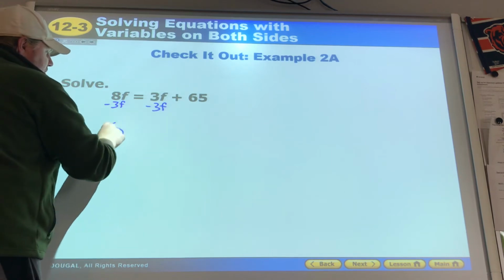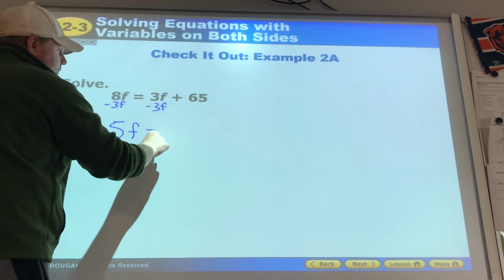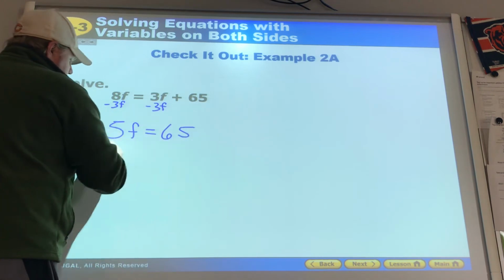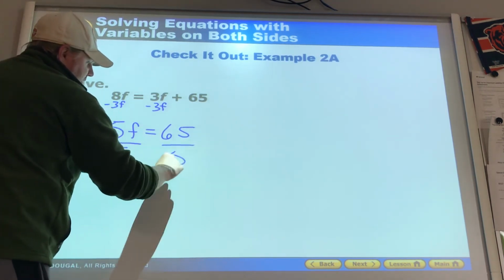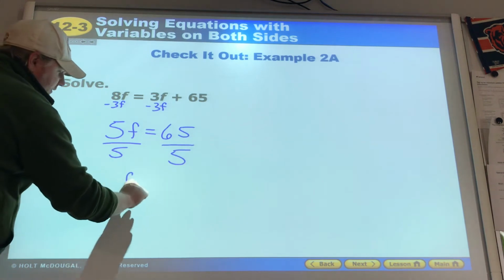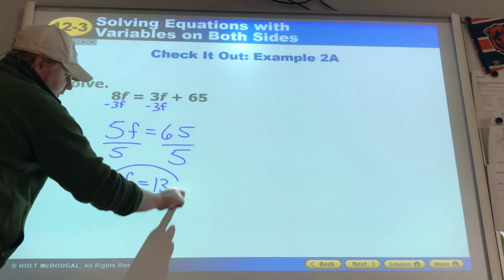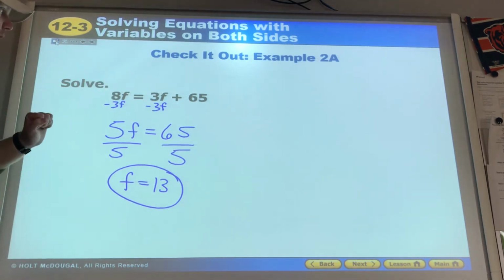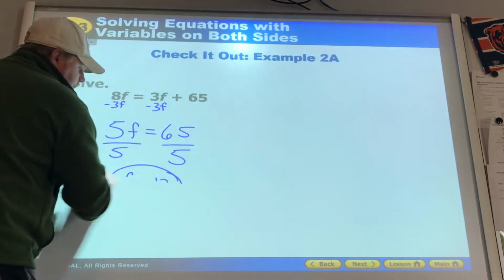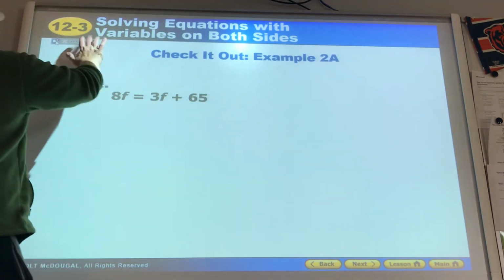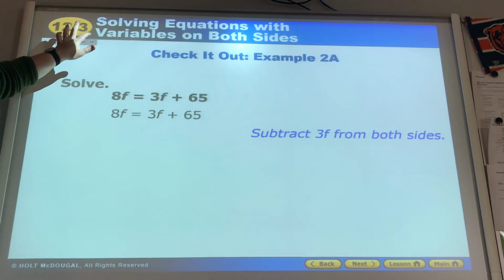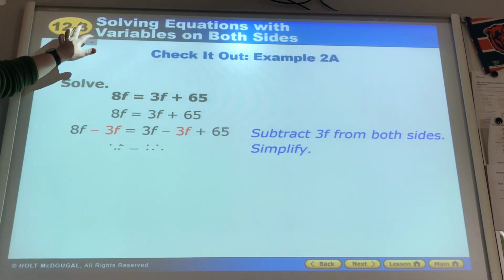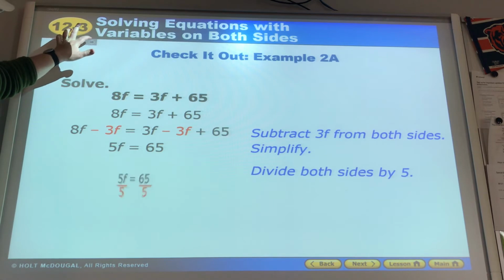All right, so that would be 5f when I combine those like terms. All right, equals 65. Divide by 5, divide by 5. F equals 13. Combine like terms, even if they're on opposite sides. I'm doing it in the right way by subtracting 3, subtracting 3. Then we do our division, and we get F equals 13. They subtract 3f from both sides, simplify, they're ready to do their division, and get their answer.